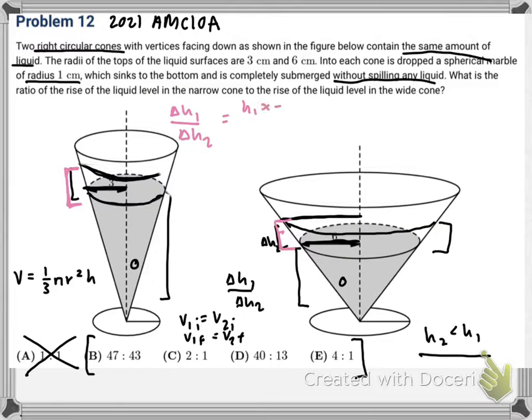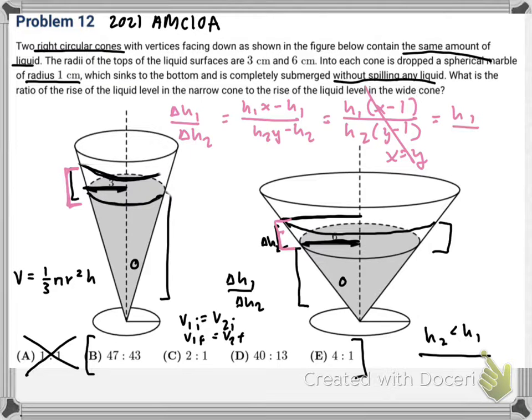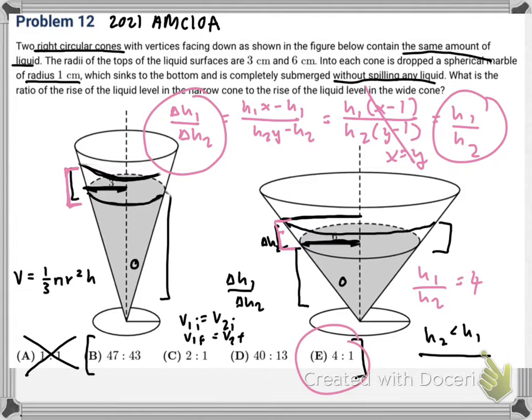So h1x minus h1 over h2y minus h2 equals h1 times (x minus 1) over h2 times (y minus 1). I just factored over there, and remember x equals y, so these are just the same thing. If I cancel them, I get that the ratio between the changes is the ratio between the initial heights. And earlier, I figured out that h1 over h2 equals 4, and I figured that out by setting the volumes equal to each other. So really, that ratio we had earlier ends up being the answer.